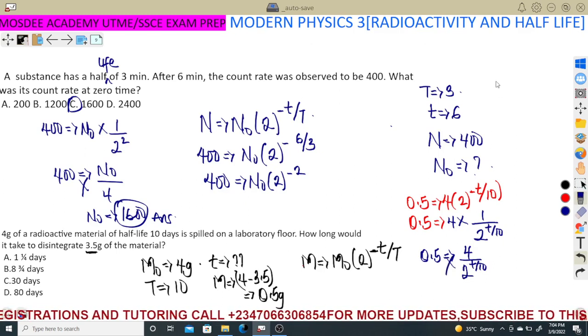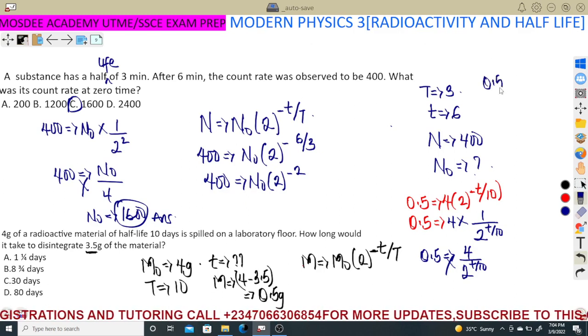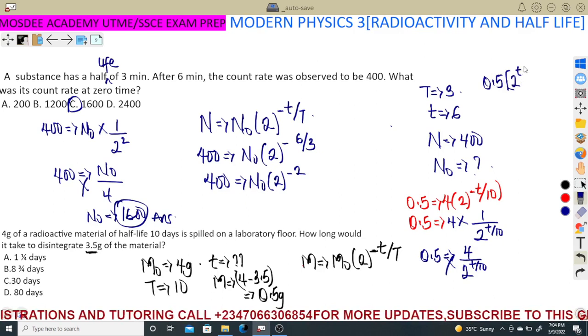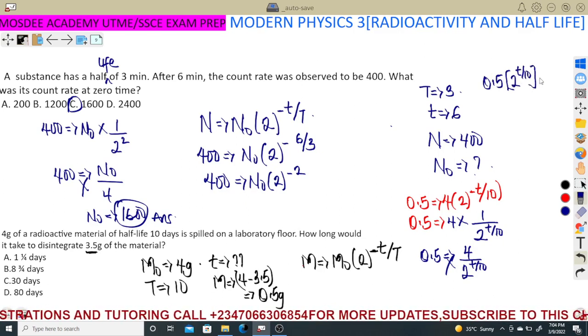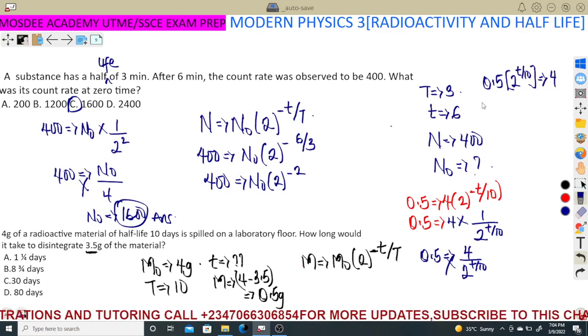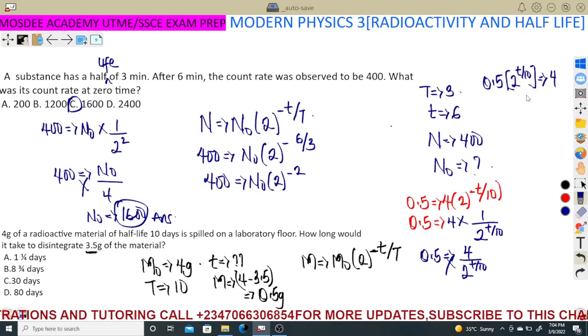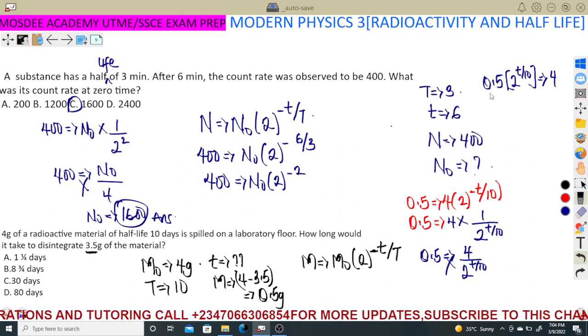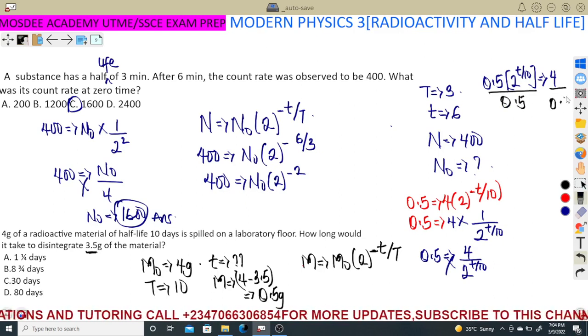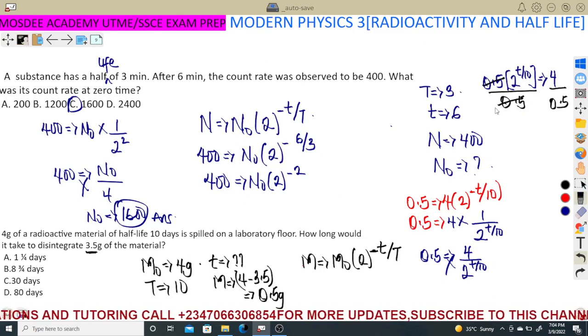Let me continue here. 0.5 multiplied by 2 raised to power t over 10 is equal to, I have multiplied this by 4. So cancel 0.5, I divide both sides by 0.5. I'm showing you step by step because some of us are not that good in maths. Divide by 0.5, 0.5 cancels 0.5.